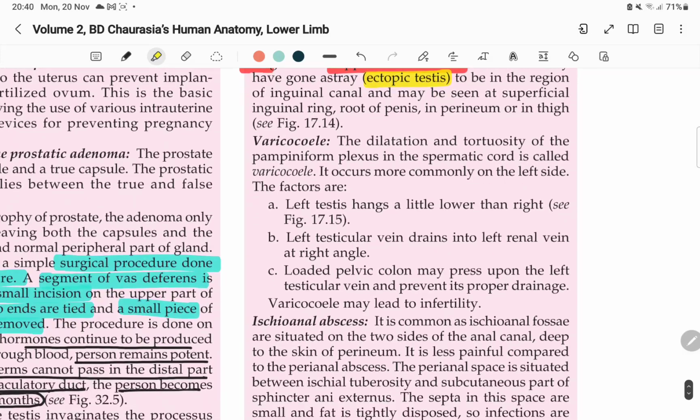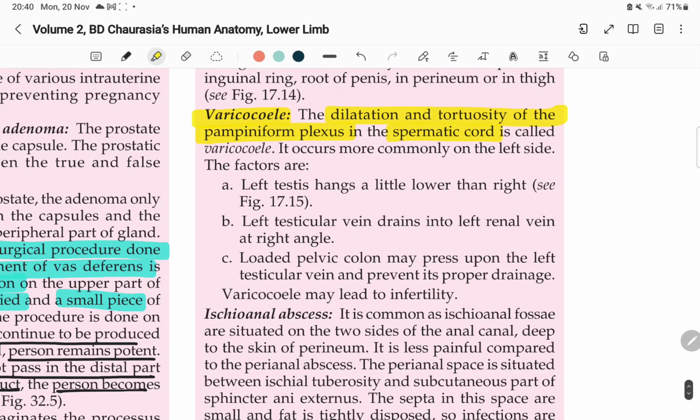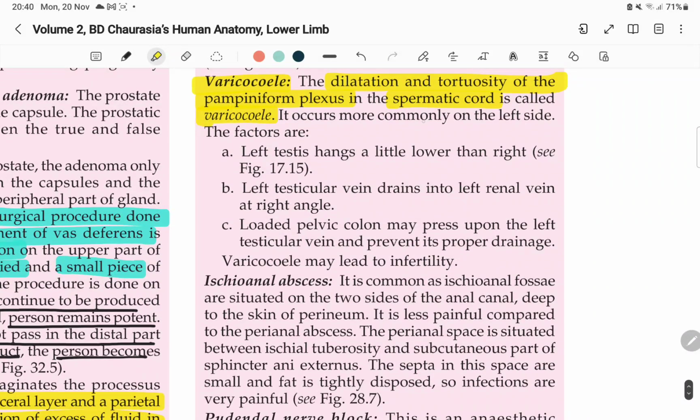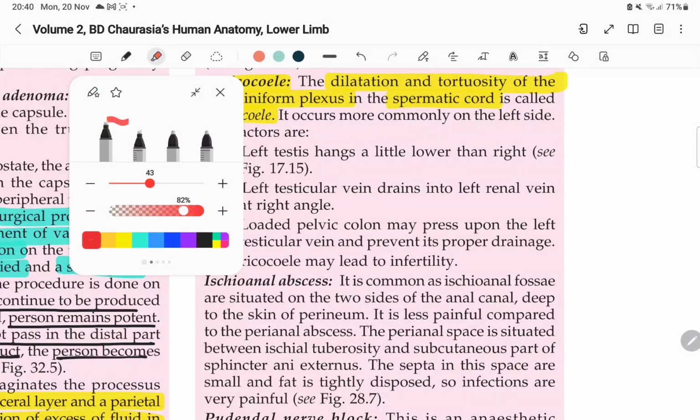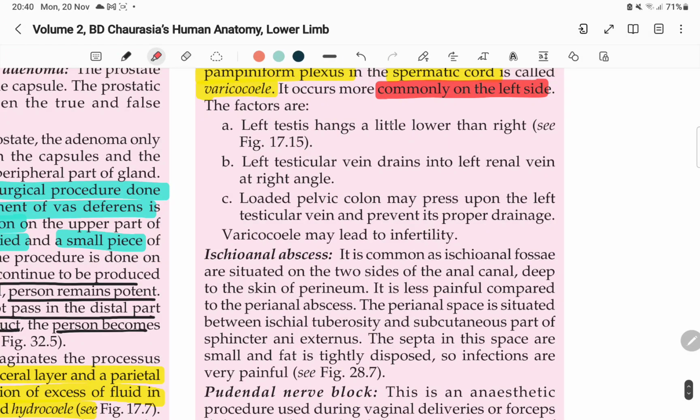And what is varicocele? Varicocele, as I told, is a dilatation and tortuosity of the pampiniform plexus in the spermatic cord. It occurs most commonly on the left side. Factors are that the left testis hangs lower more commonly.